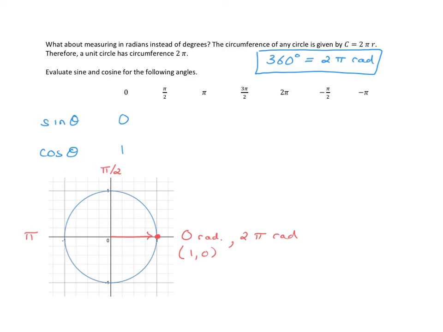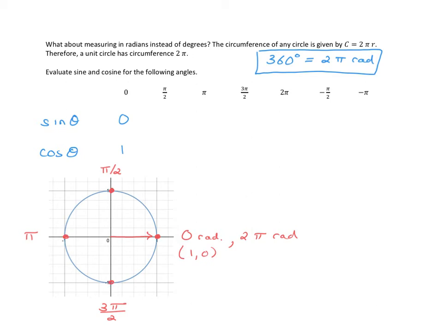I'll also label that this is 3 pi over 2. So if you start at pi and go backwards pi over 2, you're at pi over 2. If you're at pi and you go forwards pi over 2, you're at 3 pi over 2. All right, so let's use these measurements to get the values of sine and cosine for these points.